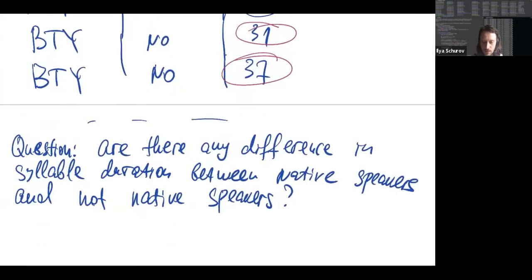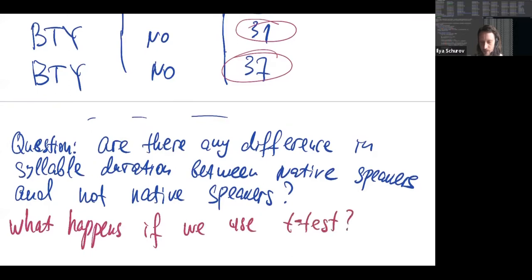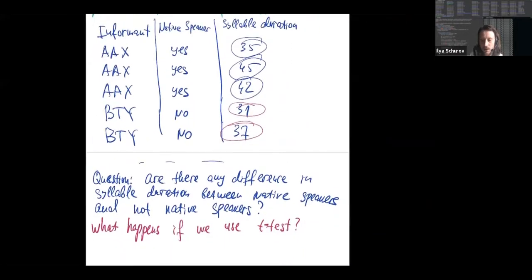So, what happens if we use t-test? Let us demonstrate the effect that I want to stress. Let us assume that I have only two informants.